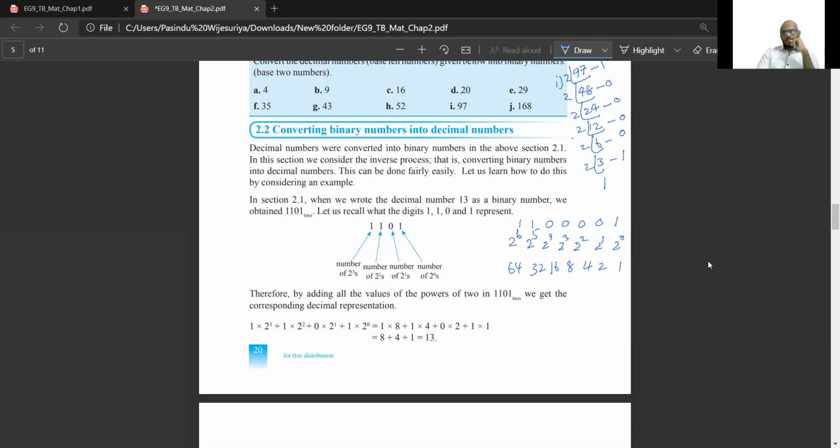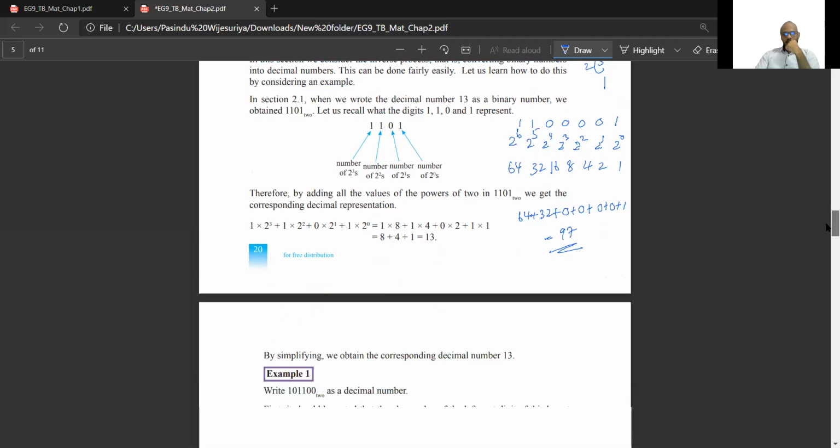And write the addition as, because these numbers are not there, 64 plus 32 plus 0 plus 0 plus 0 plus 0 plus 1. This total is 97. You all won't have to do this. I'm actually covering the next part itself. This is to check whether your answer is correct. I myself, if I have extra time, would definitely do this to check whether my answers are correct.